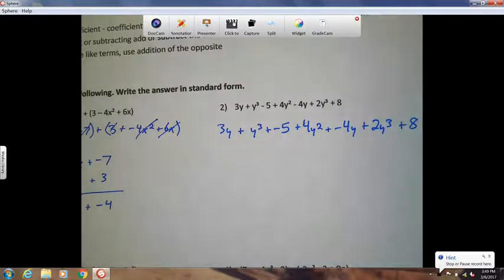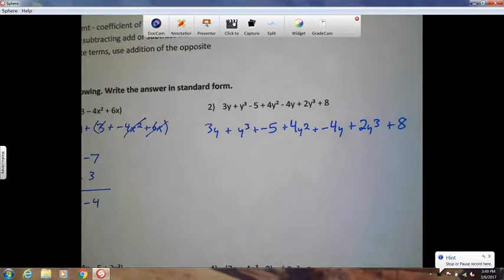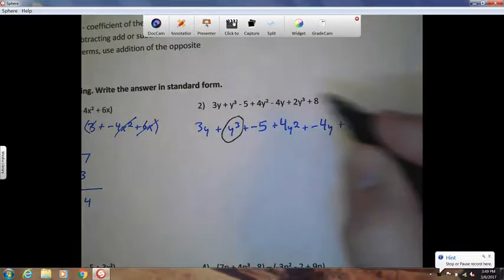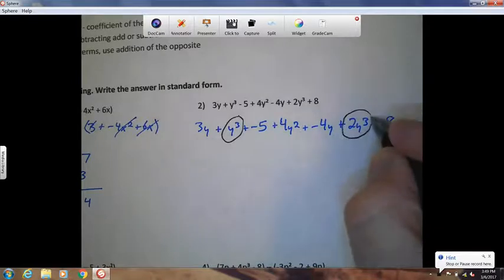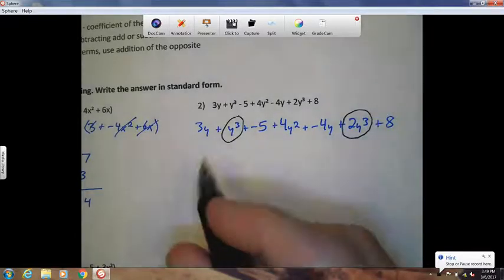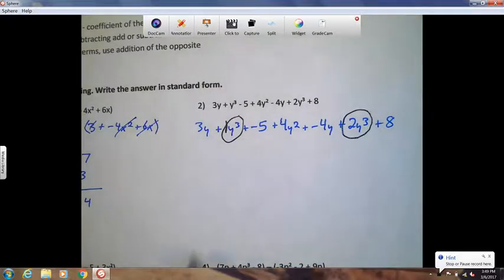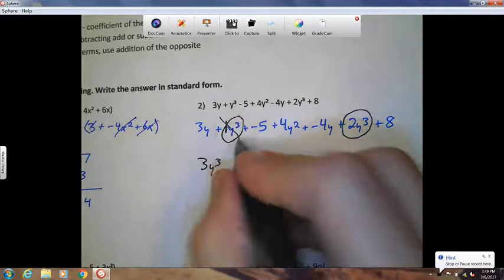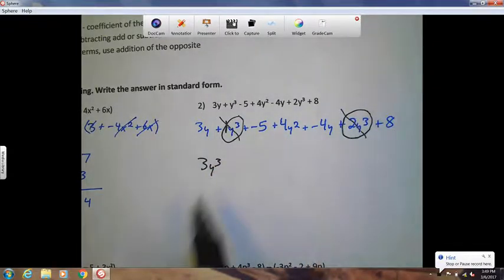Okay, so now that I have it rewritten, what I need to do is find my like terms, and I'm going to start with whatever is the highest exponent first. So I have y to the third and another y to the third. So here's 1. It's understood 1. 1 plus 2, 3y to the third. So remember, that's understood that that's 1.